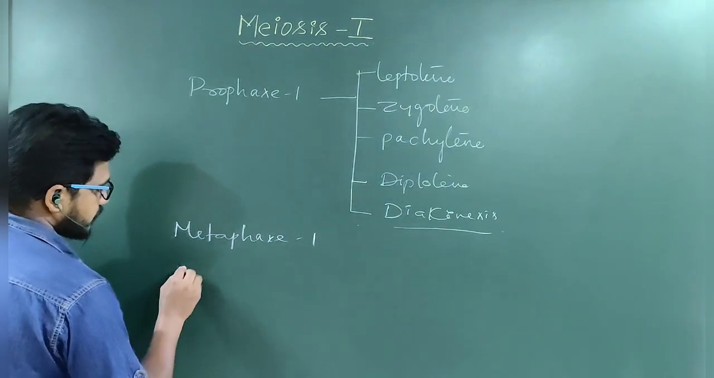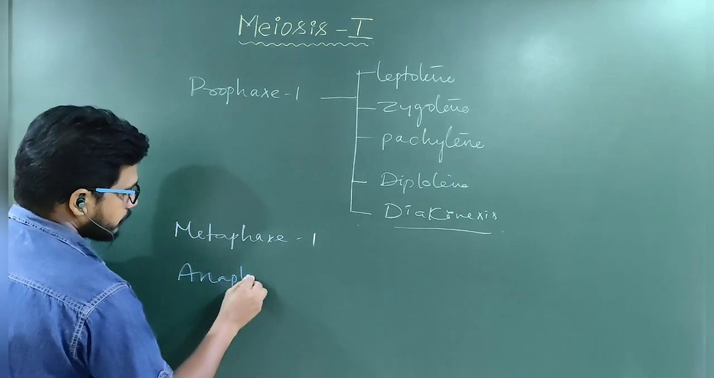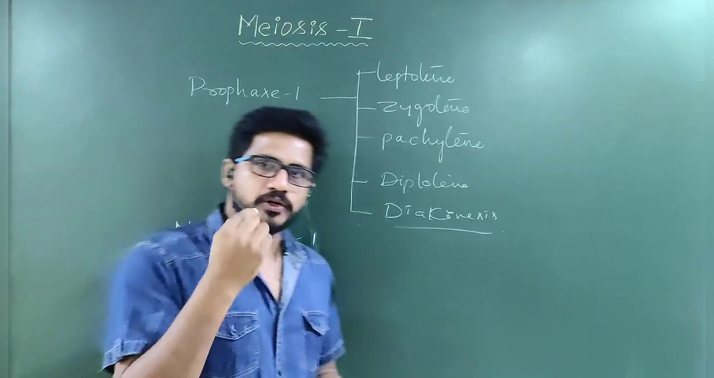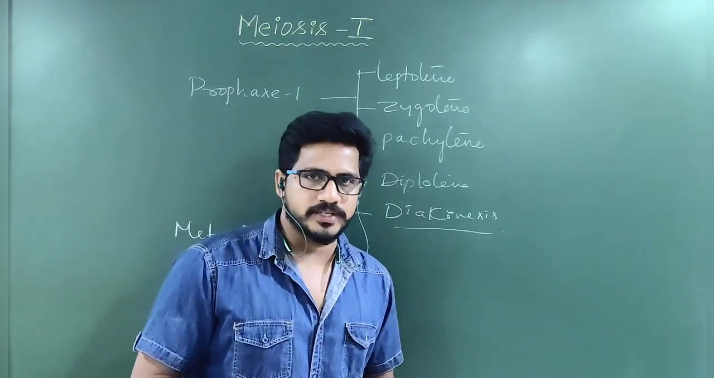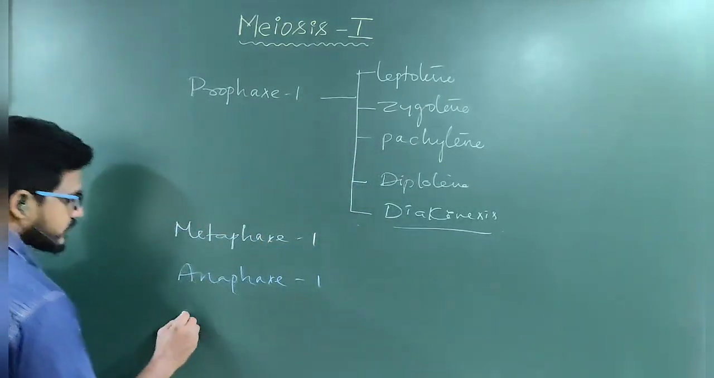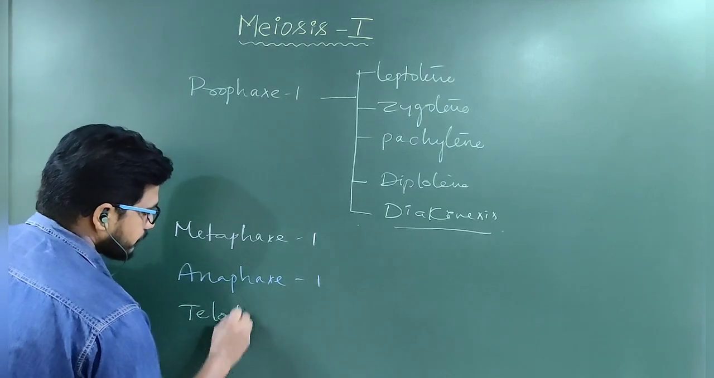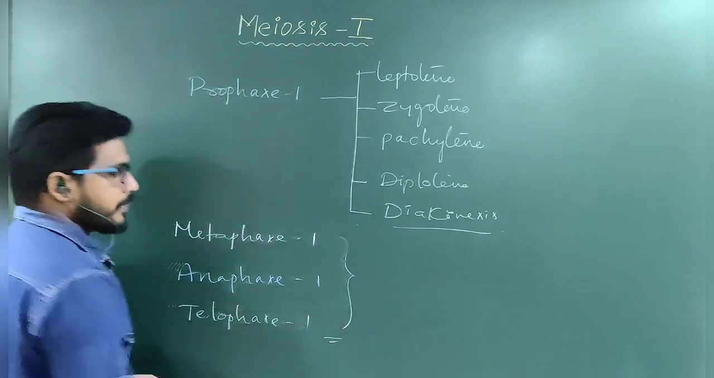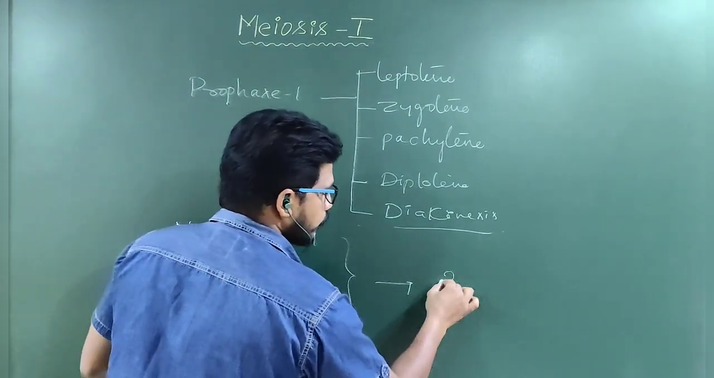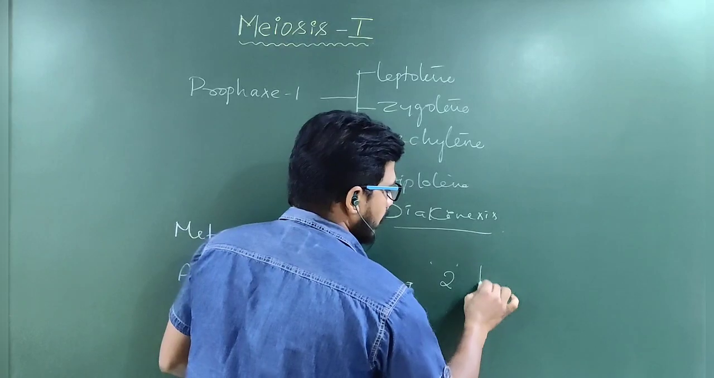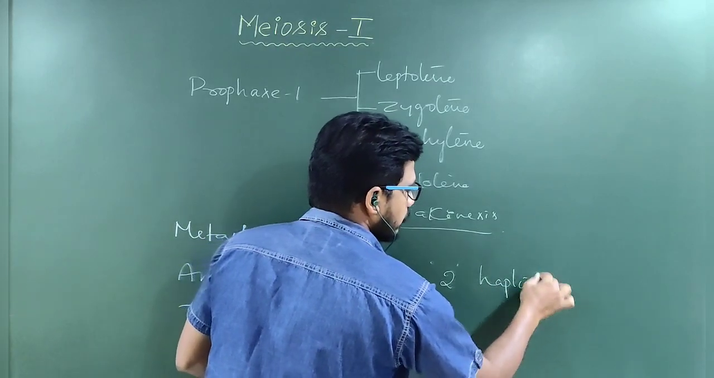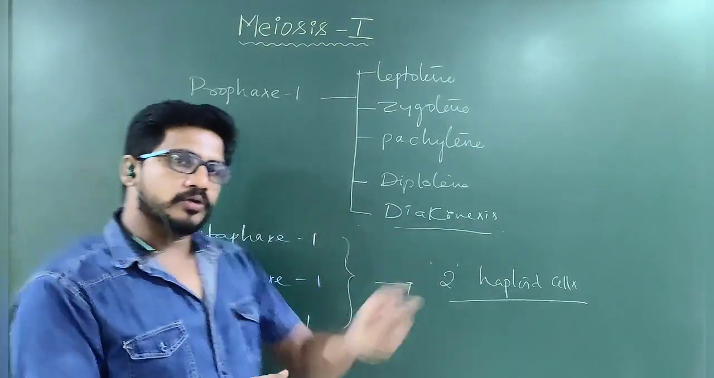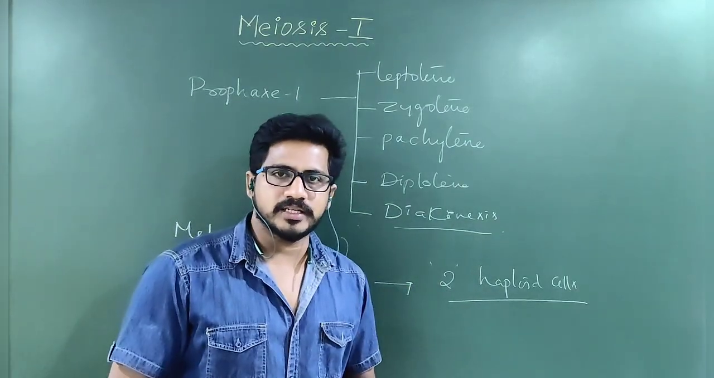Next, after metaphase, anaphase 1. Just like metaphase 1, anaphase is also step 1. In meiosis 2, anaphase 2 will be there. And lastly, telophase 1 will be there. So today's class is about these three. The result: two haploid cells. But this is not the final. These two haploid cells will go to the next stage of meiosis, that is meiosis 2.